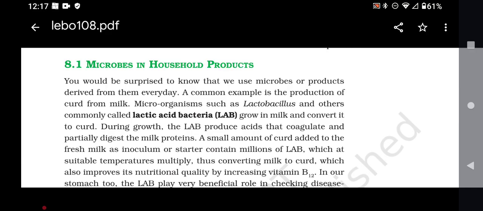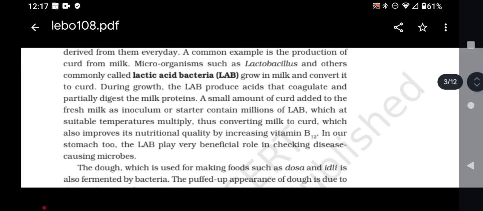Microbes in household products. You would be surprised to know that we use microbes or products derived from them every day. A common example is the production of curd from milk. Microorganisms such as Lactobacillus and others, commonly called lactic acid bacteria, grow in milk and convert it to curd. During growth, the LAB produce acids that coagulate and partially digest the milk proteins.